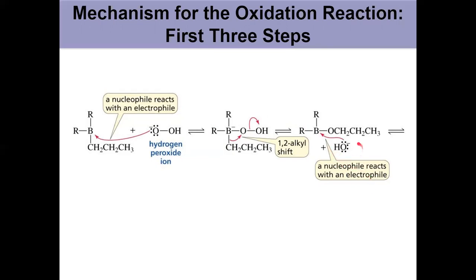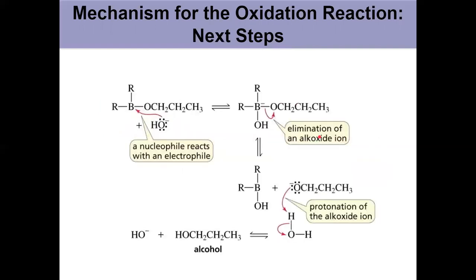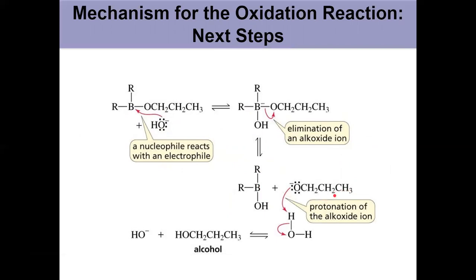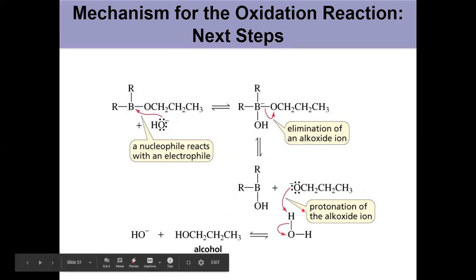Then that hydroxide ion comes back in, shares a pair of electrons with boron, and then it eliminates the alkoxide ion. The formation of the B-OH here is more stable, and it pops off the alkoxide ion. That's going to be sufficiently basic to pick up a hydrogen off of water. And then I form my alcohol as a product of the reaction, and hydroxide as a byproduct.